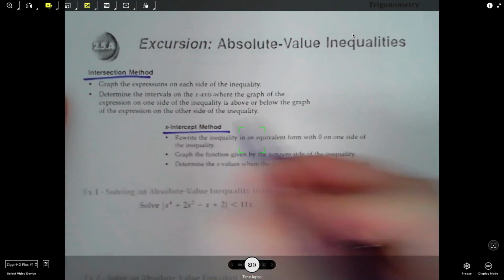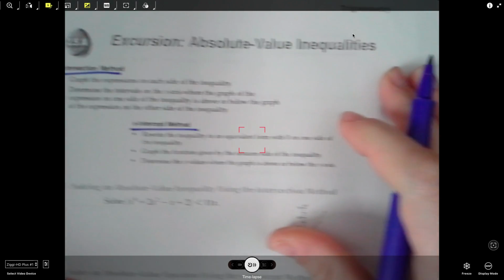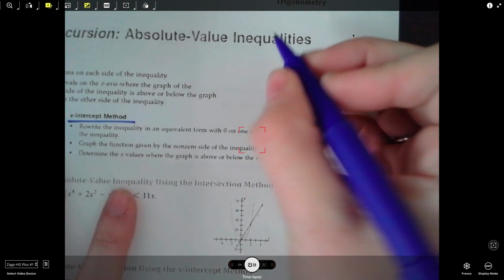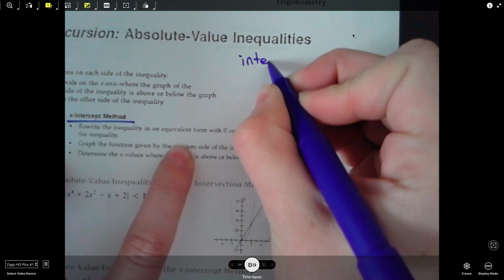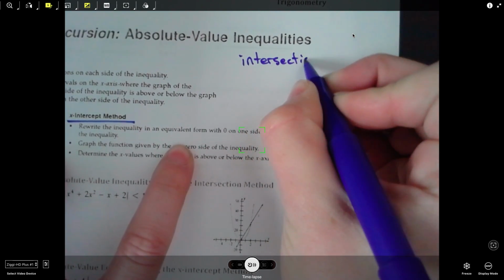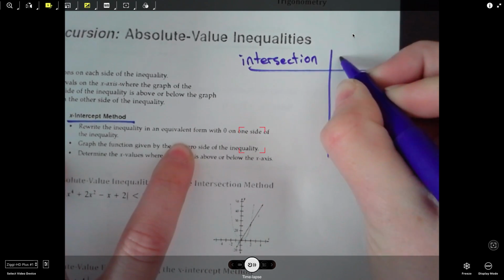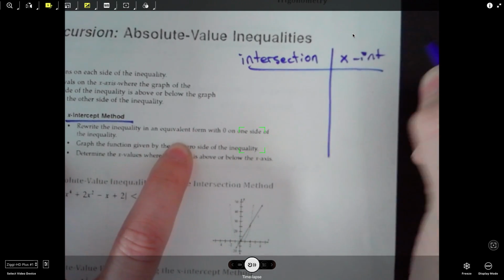Intersection method and x-intercept method. Okay, we talked about those before, but it did not have to do with inequalities. I wrote this on the board a while back: the intersection method and the x-intercept method. I think I had them in the reverse order on the board earlier.